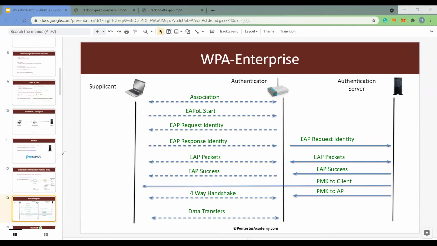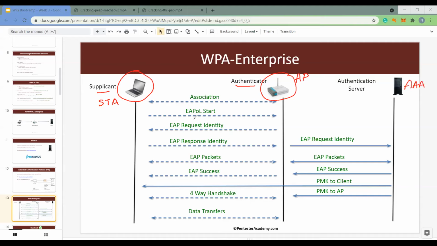You have your supplicant here, right? This is your supplicant or your client. You have the access point here, which is known as the authenticator. AP is known as the authenticator. This is known as the supplicant. You can also call it STA. And then this is your RADIUS or AAA server.